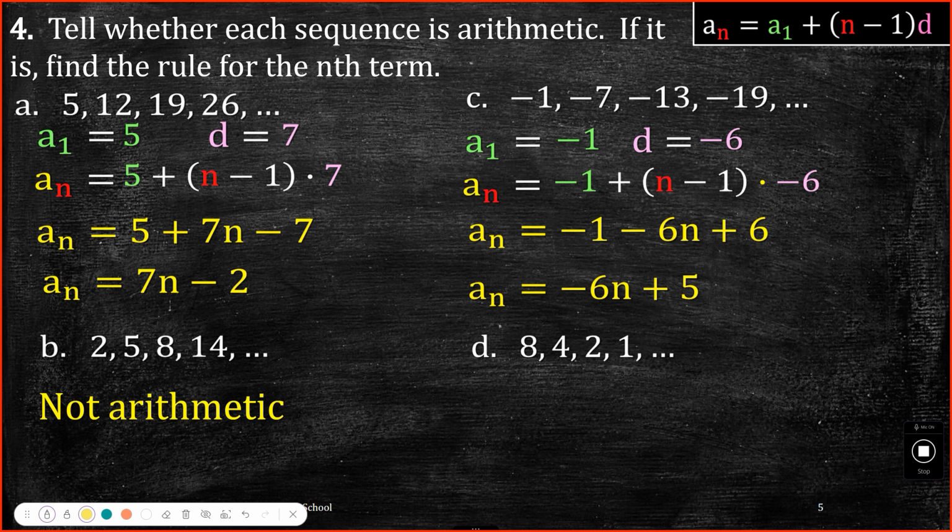Tell whether each sequence is arithmetic. If it is, find the rule for the nth term. No. And why do you say no? Somebody. -4, then -2, then -1. Oh, you're directly testing whether there is a constant, and that is correct.